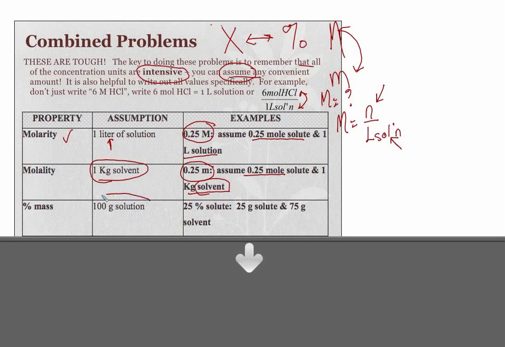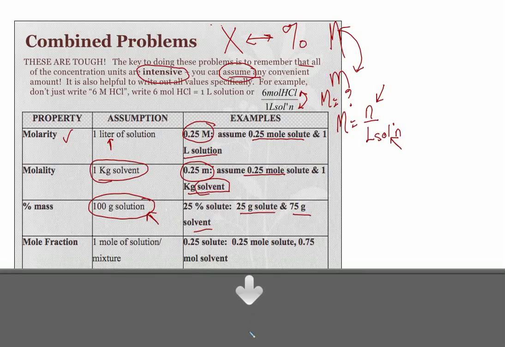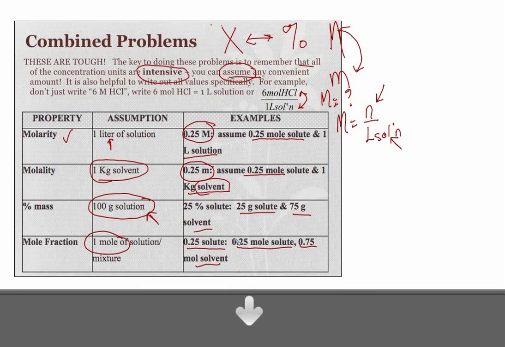For percent mass, we've done this before, the easiest number to take the percent of is the solution, which means that you not only know that you have 100 grams of solution, but that you have 25 grams of solute and hence 75 grams of the solvent. And that's going to be a critical assumption and critical formula there. For mole fraction, you want to assume that you have a total of 1. And so if you have a 0.25 mole fraction of solute, that means you have 0.25 moles of solute and 0.75 moles of solvent.